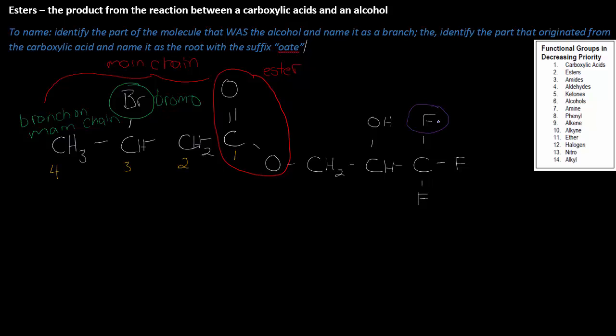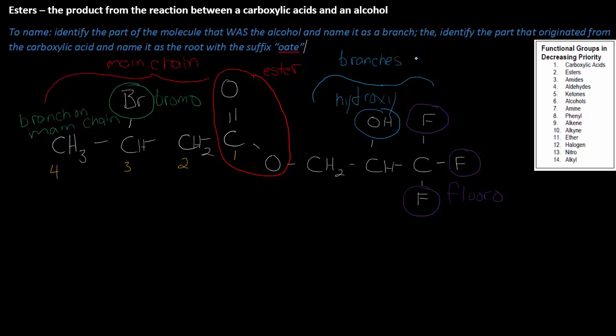Now I have to deal with the branch part of the ester, the part that came from the alcohol. So I've got some fluorines down there and a hydroxy, so I have to account for these as well. Again, this is the part of the ester molecule that would have come from an alcohol. But it's substituted, all right? So there's the hydroxy and all those fluorines, so I need to account for them in the name. So here's how we go about doing that.